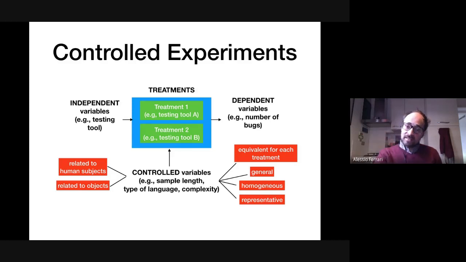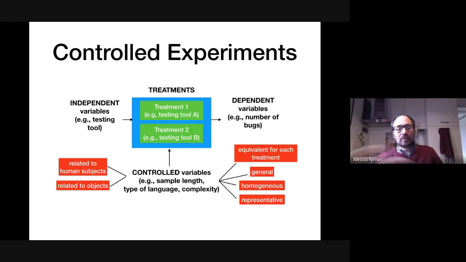What are the main characteristics that the controlled variables should have, and at least the sample that I'm including in this experiment should have? They should be equivalent for each treatment, so not equal, but at least equivalent. They should be general enough, so as to cover with my experiment the largest part of my scope of interest. And homogeneous. They need to be homogeneous, which is a way of saying that they are not emphasizing any aspect.